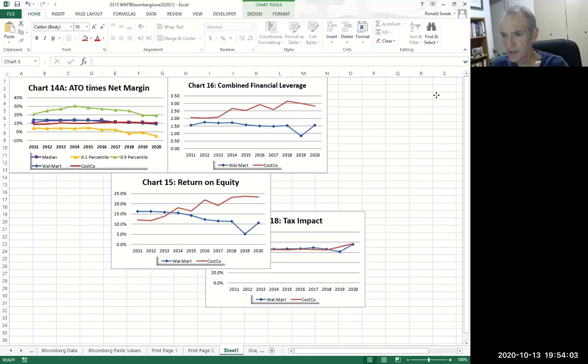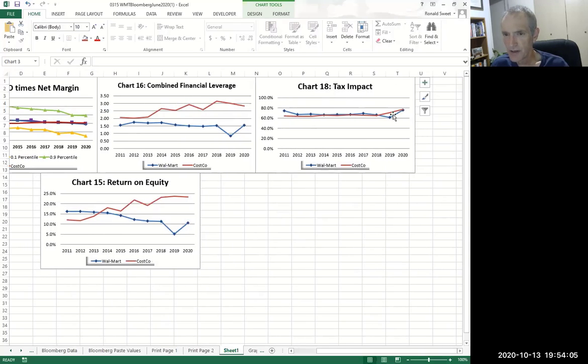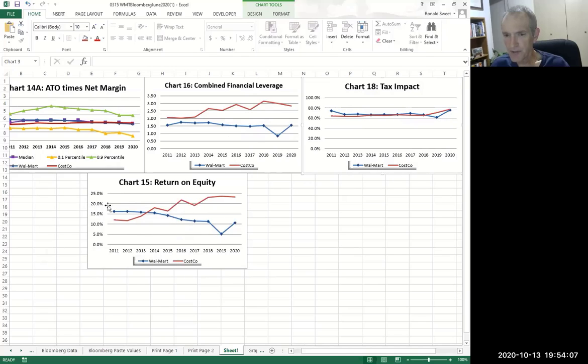But you're really trying to explain the ROE chart. Remember, the ROE of chart 15 is nothing more than charts 14, 16, and 18 multiplied by each other. So the shape of this chart is going to be explained by these other three. Your challenge is to find some way to explain them, and sometimes it's kind of messy because they're all over the place. So that's what you're trying to do on that one: explain what's driving return on equity.